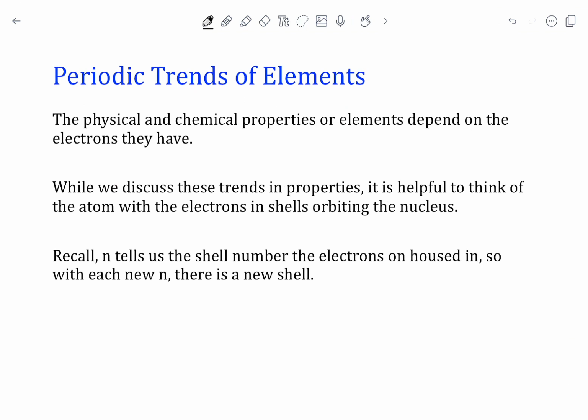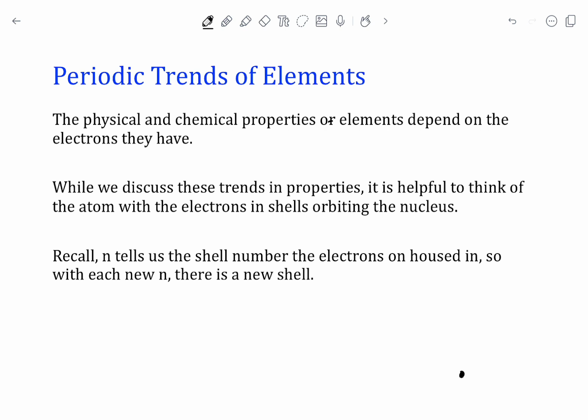The chemical and physical properties of elements depend on the electrons that they have, which is what we talked about in our previous lesson. How the periodic table was set up based off of the atomic number and the electron configurations that the elements had, and how we saw that law of octaves or 8, where there were similar properties in specific elements that varied by 8 electrons. While we discuss these trends, it's helpful to think of the atom with its electrons in shells orbiting the nucleus, which is how we have been thinking about the atom so far.